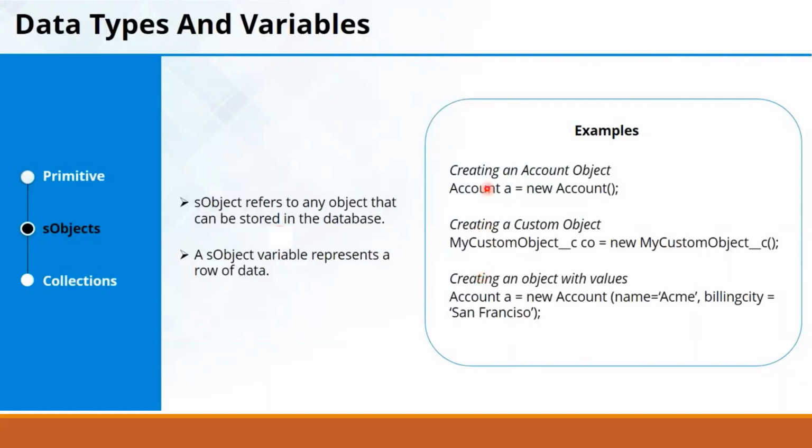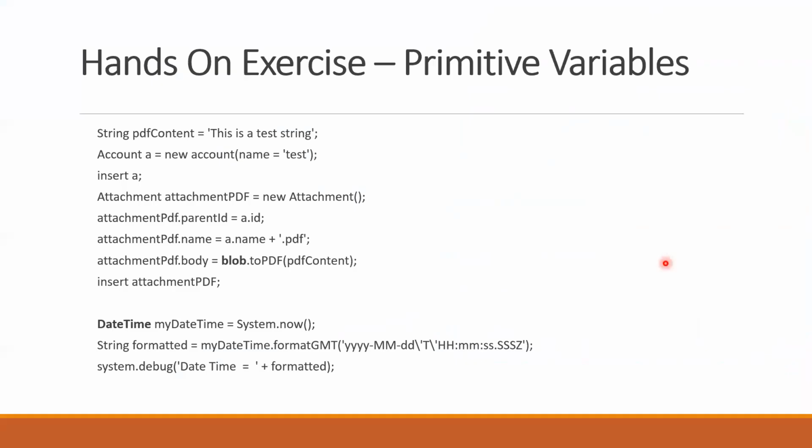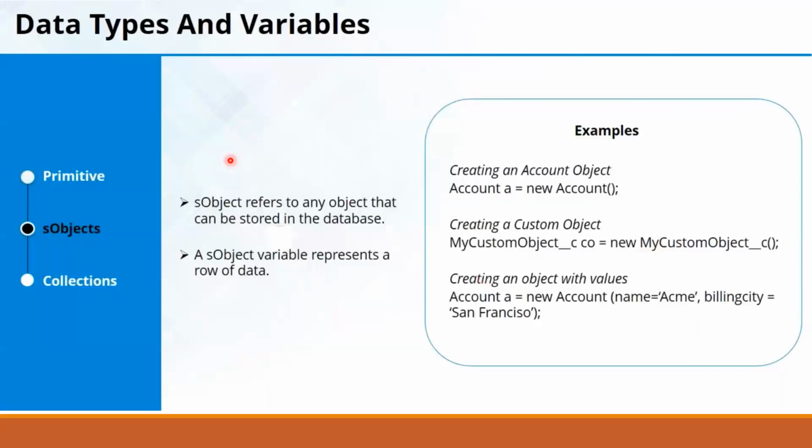Okay, so the first example is saying Account A equal to new Account. We just did an exercise for this, Account A equal to new Account, right? So in this also, if you see, Account A equal to new Account, that is my S object example.